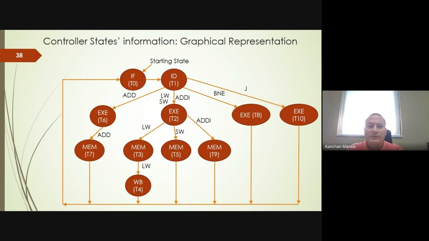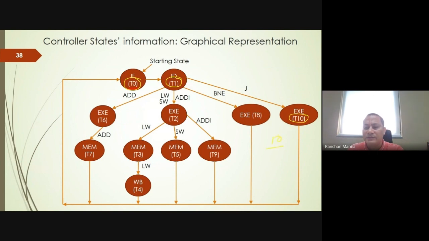Here you see this is the T0 state. This is the T1 state. In this way, and here this is for the J instruction. Now you see LW has the longest sequence. It contains the maximum number of states, T0 to T4. And the total number of states in this case is 10.